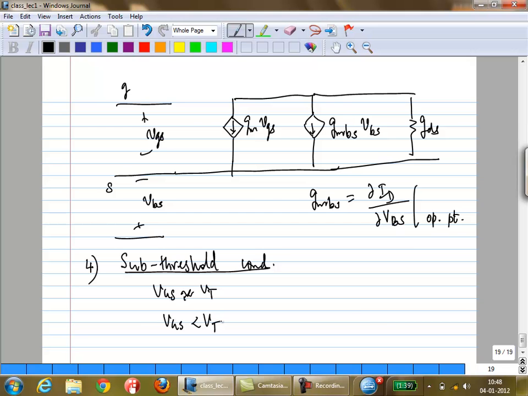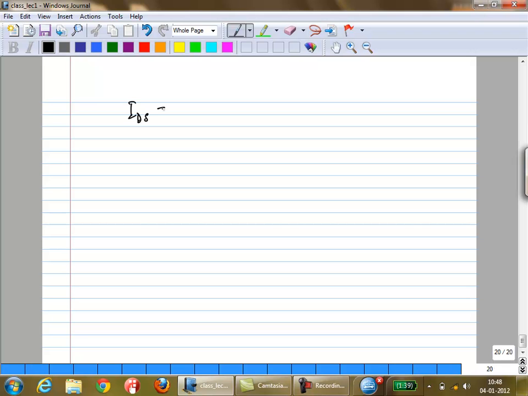So these are the two regions we are interested in. It turns out if you go through the analysis and find an expression for your current as a function of the voltage in this region, it turns out to be something like this.